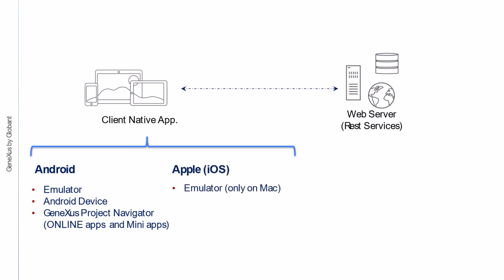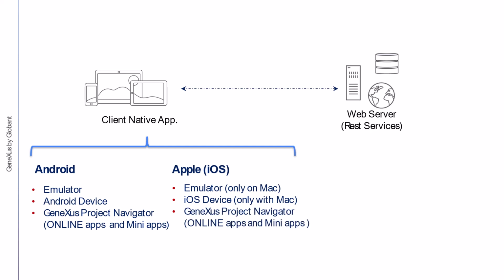For Apple, the application can also run on an emulator or on a physical device, but we need a Mac computer to compile and to run the emulator, or to connect a physical device via USB. In this case, we can also run the application in interpreted form on an iOS device using the GPN, as long as the application is online or a mini app, and we don't need a Mac, just an iPhone or iPad with the GPN installed from the Apple Store.